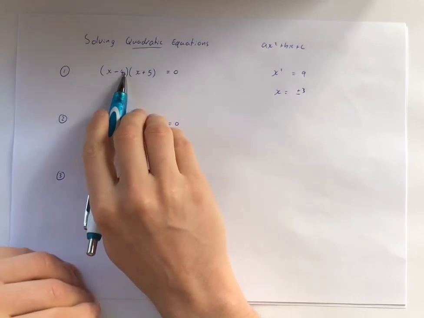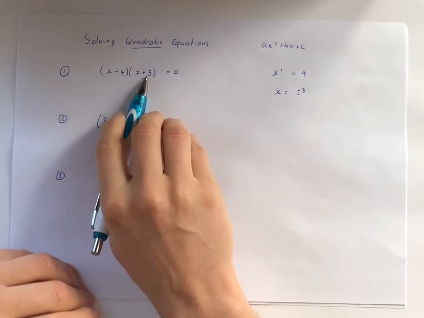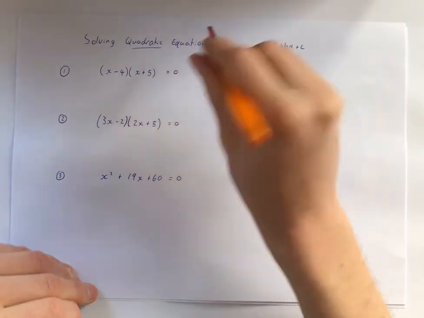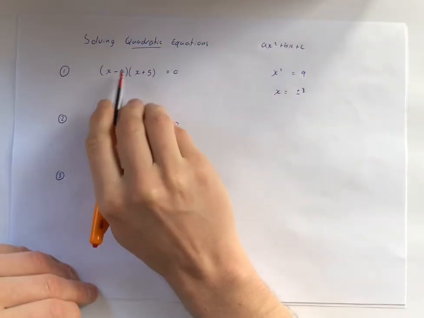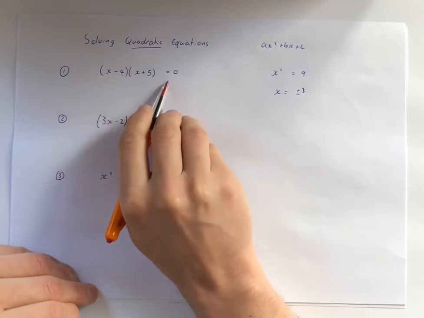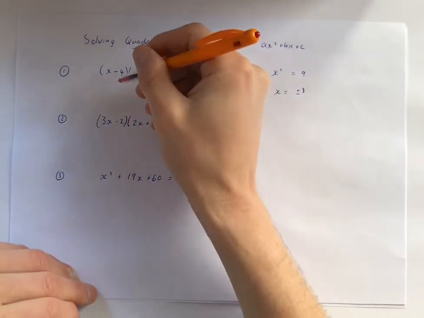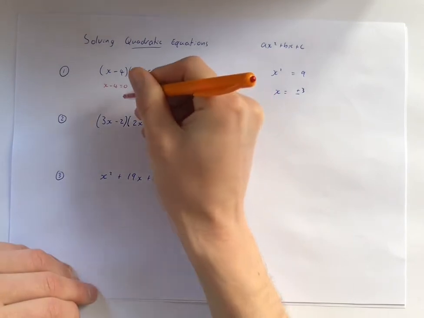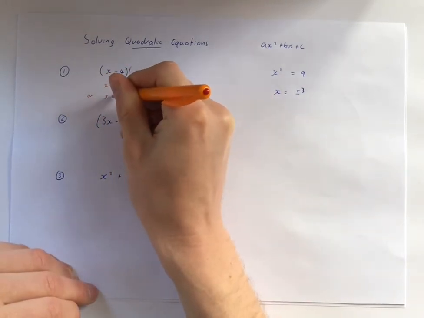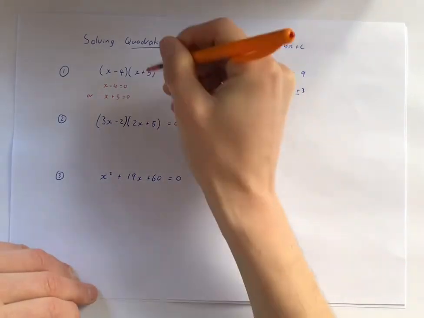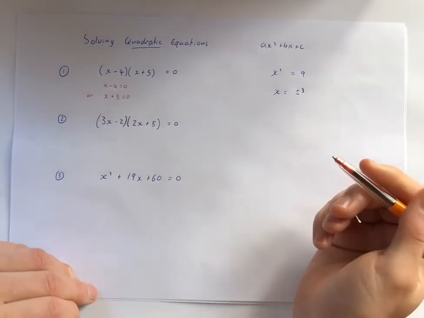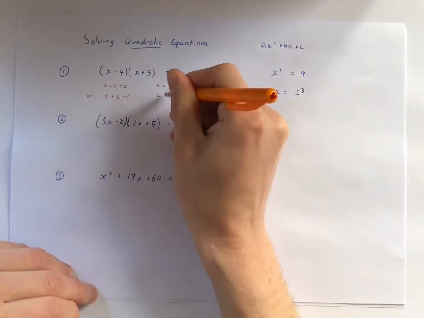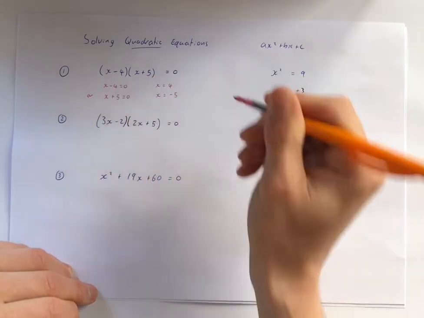So how could I solve this? So I've got x minus 4 in one bracket, multiplied by x plus 5 in the other bracket, and that equals 0. Well, in here is a multiplication, so this is obviously the product of two factors, and if they multiply to 0, well, what does that mean? That means that either x minus 4 equals 0, or x plus 5 equals 0. So you can see how we're going to get two solutions. So if x minus 4 equals 0, then x is 4, or x is negative 5.